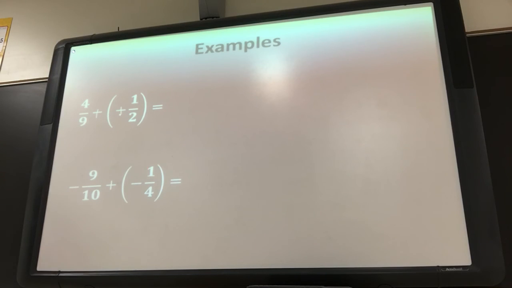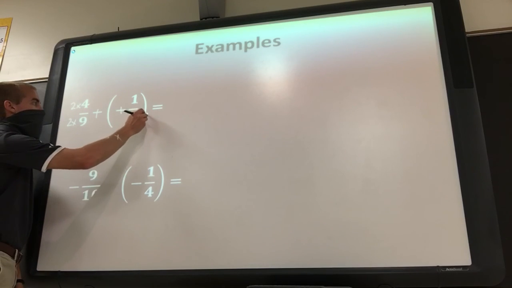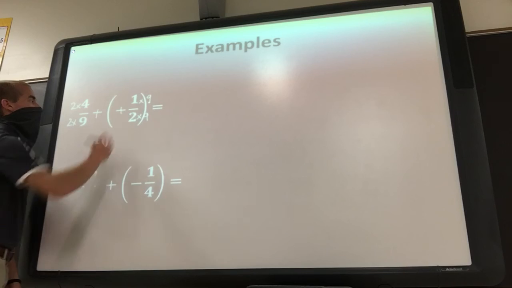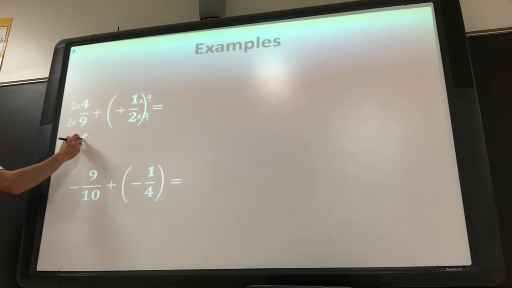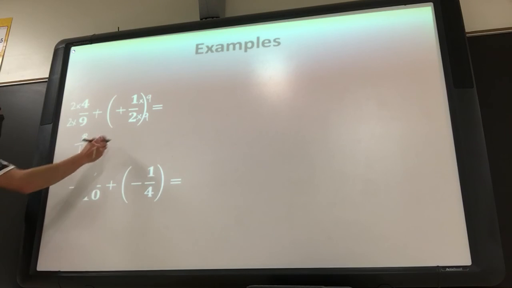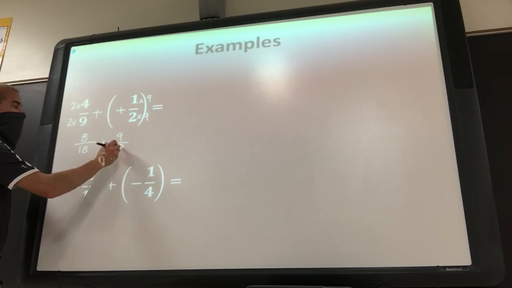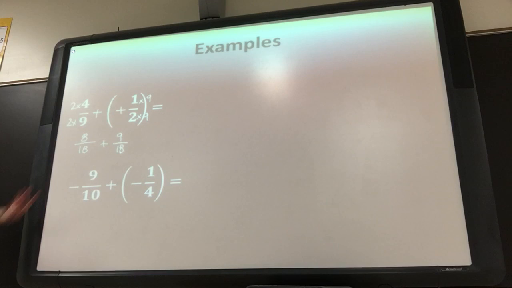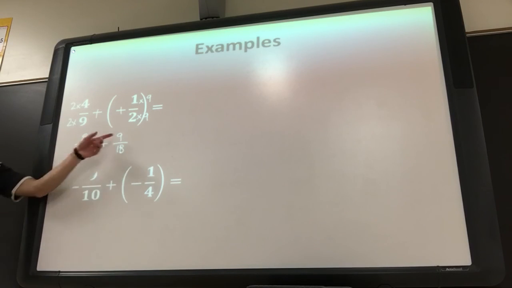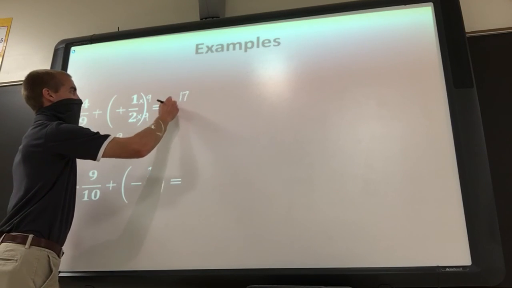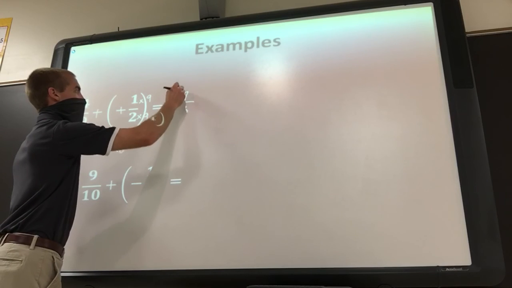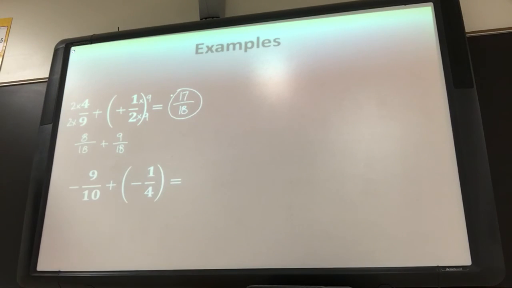Okay, 18. So 9 times 2 and 4 times 2. 2 times 9 and 1 times 9. So that's going to get us 8/18 plus 9/18. Common denominator is 18, so we just do 8 plus 9 to get 17/18. And that will be our answer.